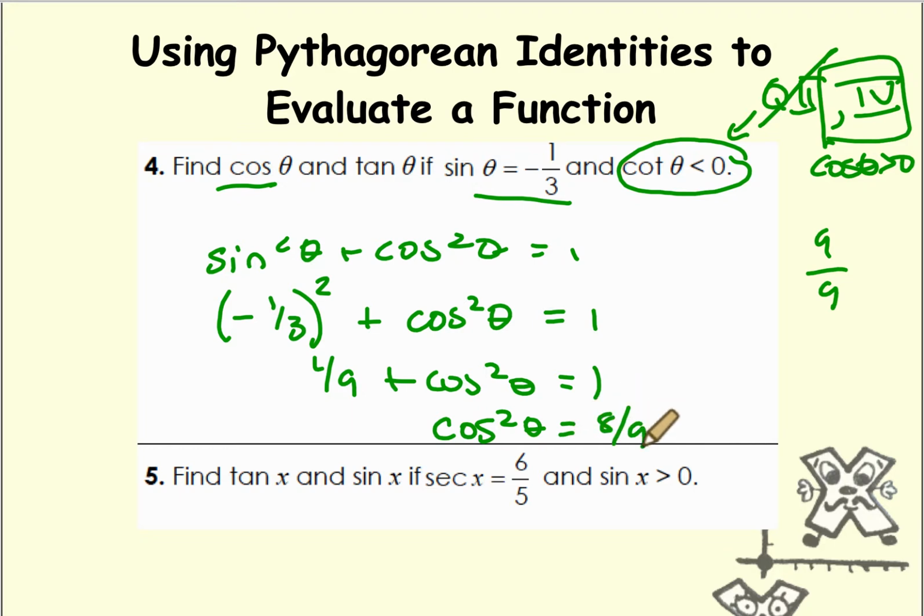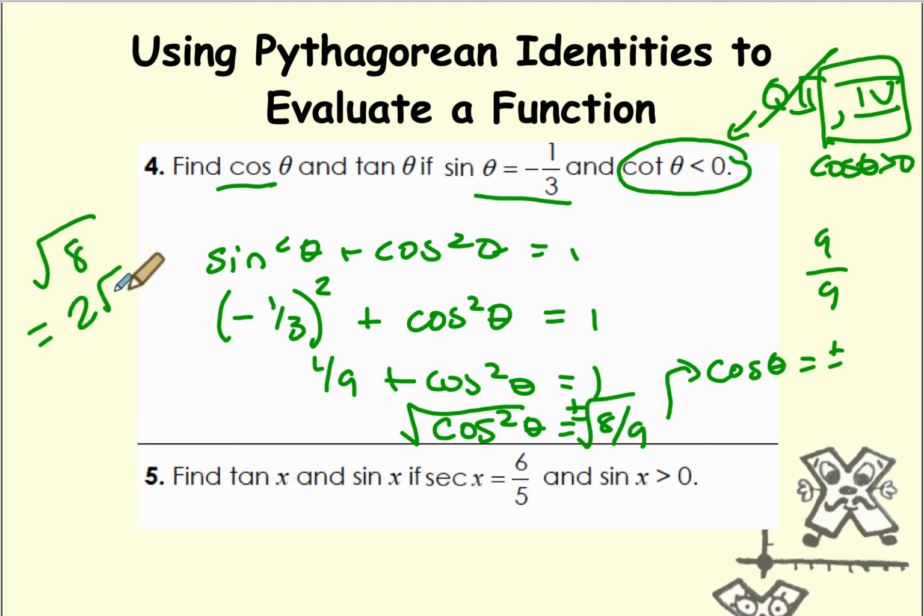And what's left to do is take the square root of both sides. Don't forget your plus or minus. So I get the cosine of theta is plus or minus the square root of 8, and don't forget the square root of 8 is 2 square root of 2, over the square root of 9, which is 3. Now, I know that this angle has to be in quadrant 4, and cosine is positive, which means I don't actually need the plus or minus because I know it has to be a quadrant 4 angle, so I just want the positive value of it.